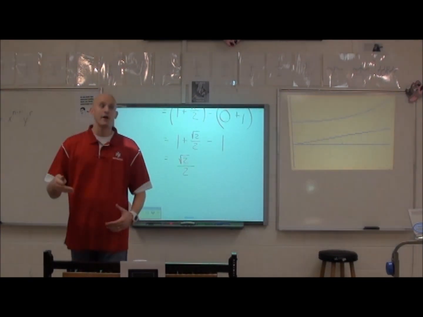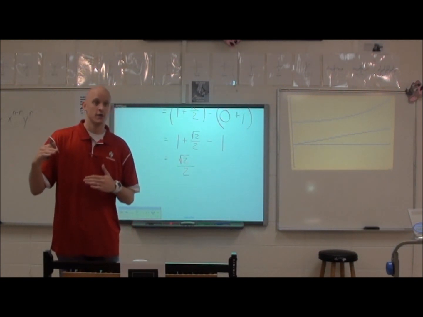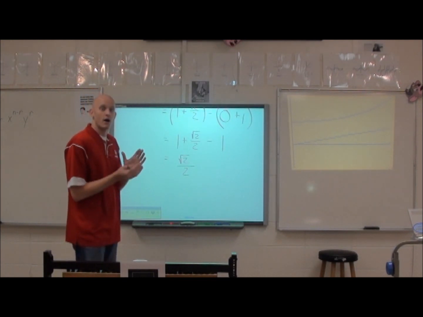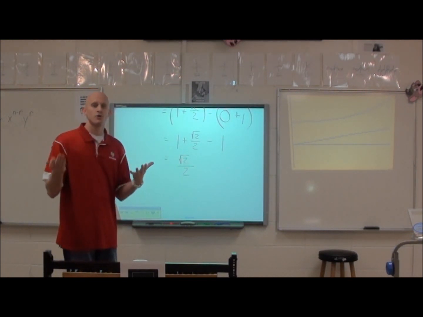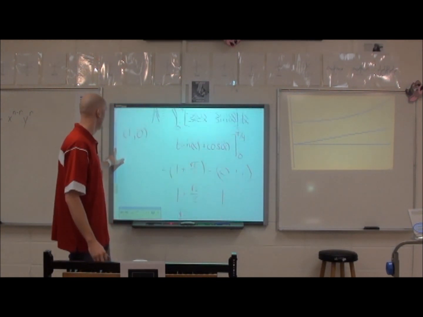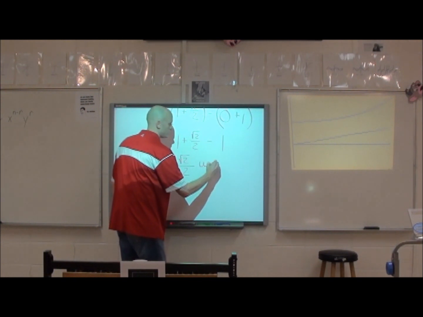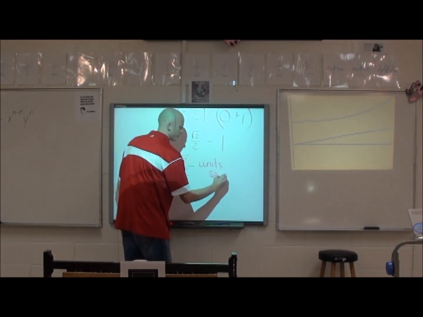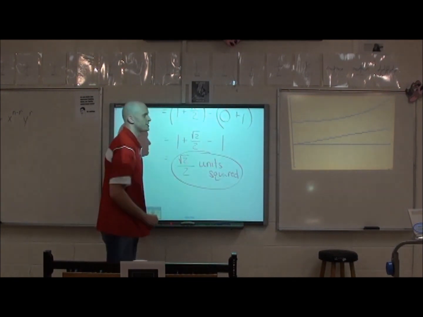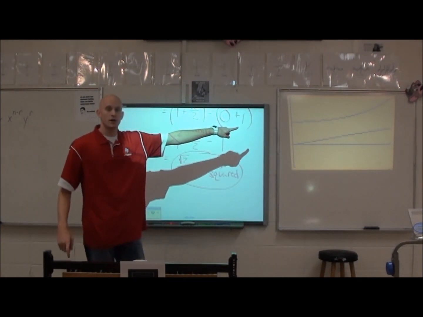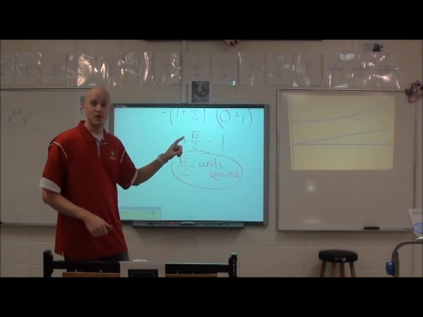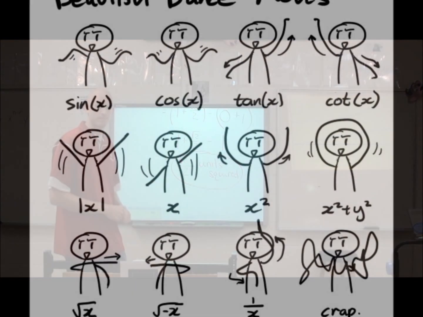Now that is an area in between two curves. The area in between two curves, if we want to put units on this, we are always measuring area in some sort of units squared. Since we didn't have units in the original problem, we can just call them units squared. So the area in between these two curves is pi over 2, square root of 2 over 2 units squared.